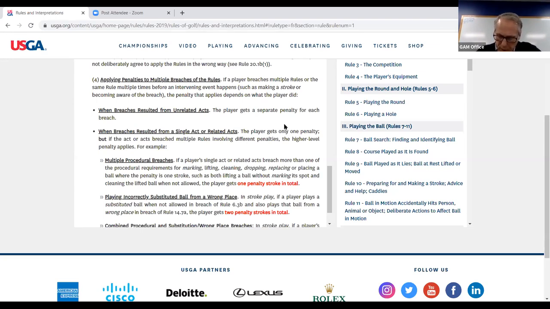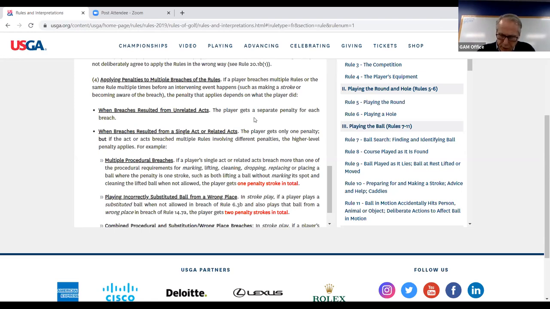How you apply penalties to multiple breaches of the rules. If that breach occurs multiple times without an intervening event, or if an intervening event occurs between the breaches. So if a breach results from unrelated acts, a player is going to get a penalty for each breach. And when a breach results from a single act or related acts, the player is going to get only one penalty, but the higher level penalty is going to be applied.